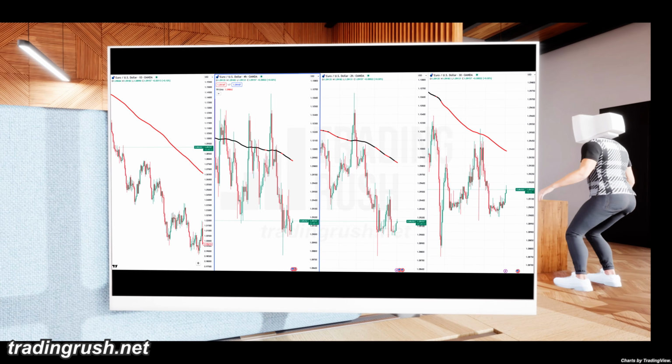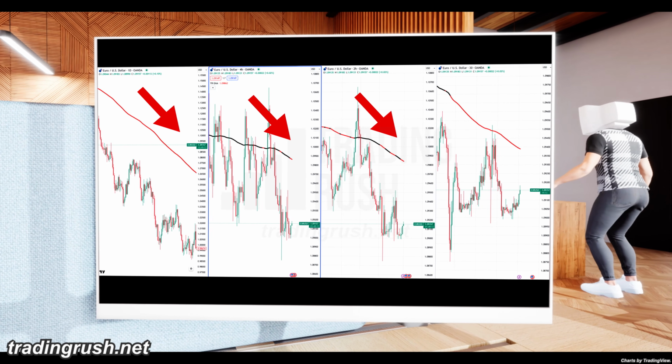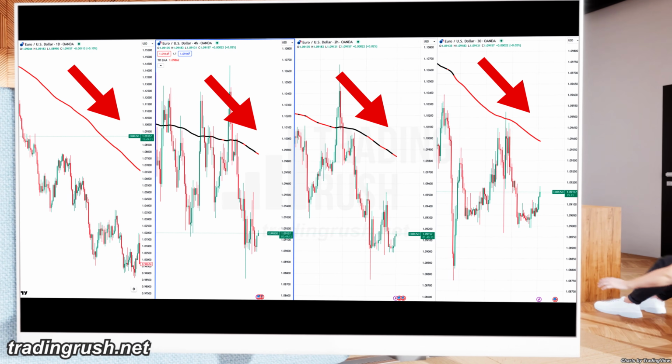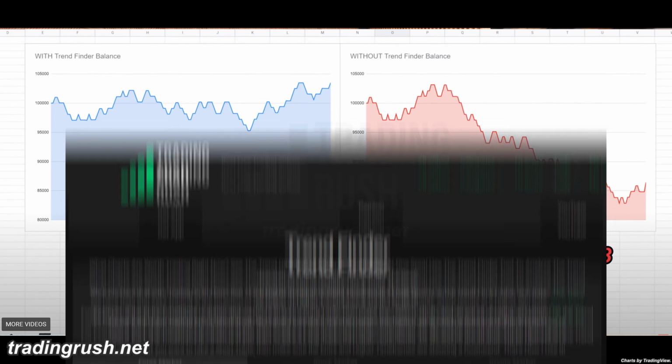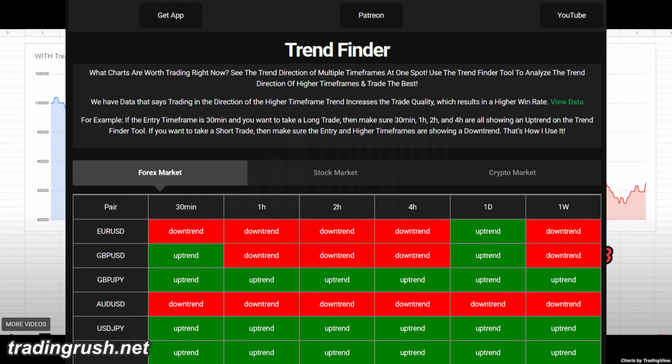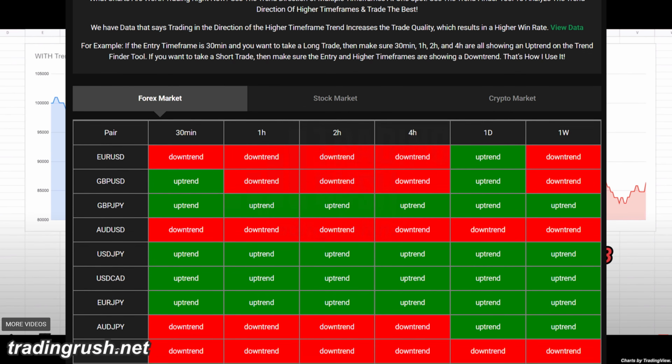Number 5. When multiple time frames are trending in the same direction, trading setups are more likely to make money. We have data, so use Trading Rush Trend Finder tool to quickly see those high-quality setups for free.